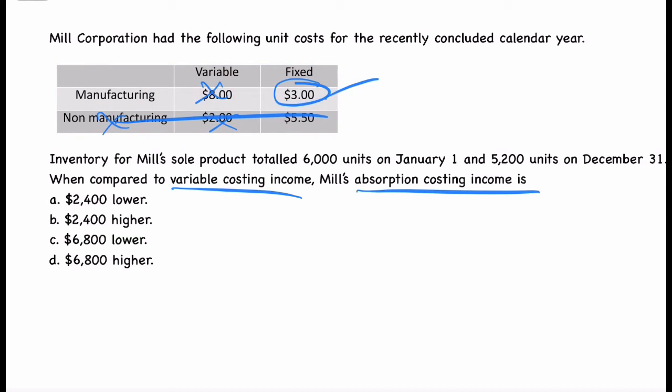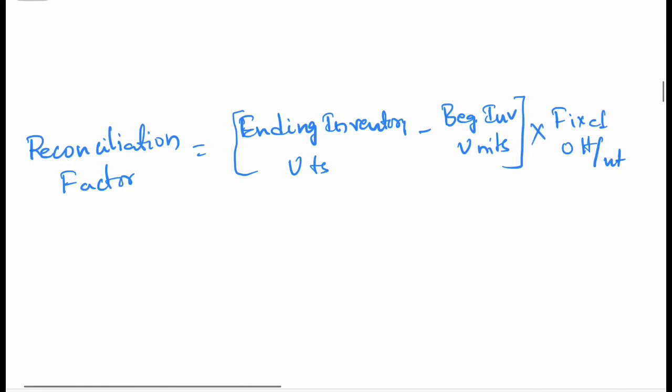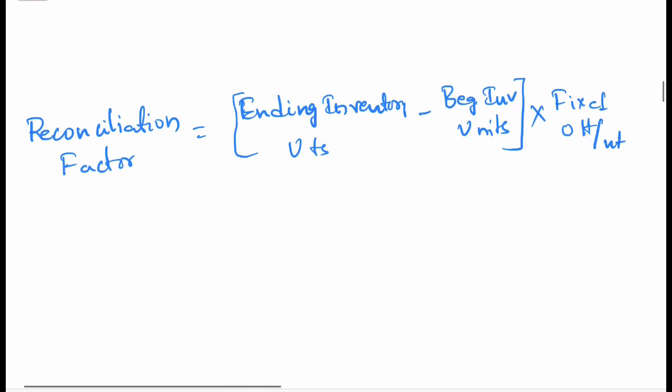See, at the start of the year you have 6,000 units. At the end of the year you have 5,200 units. Correct? So there is a difference of 800 units. For these 800 units, the difference between variable costing and absorption costing comes through this fixed cost. For that we have a formula. In the exam, when they ask to compare variable costing income and absorption costing income, you need not think so much. You directly apply the formula and get the answer. What is the formula? The reconciliation factor is ending inventory units minus beginning inventory units, multiplied by fixed overhead per unit.